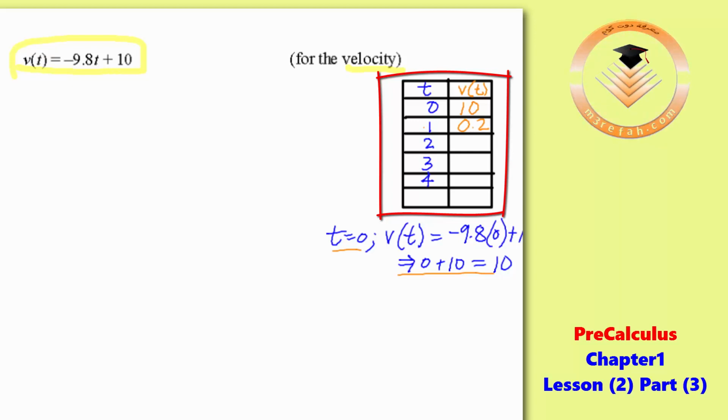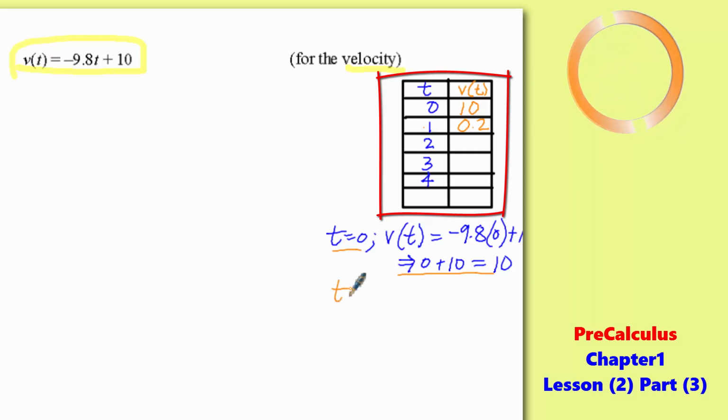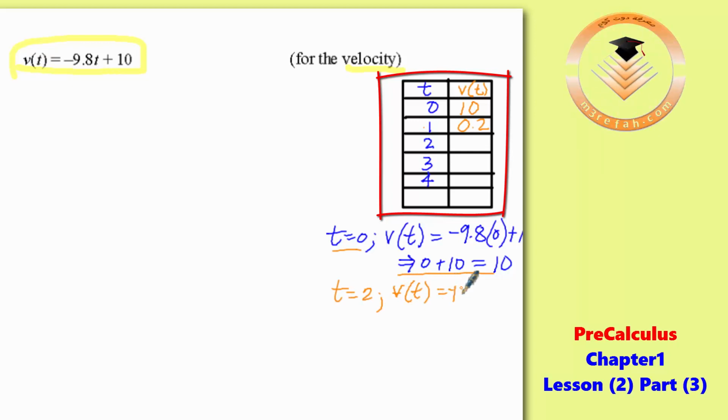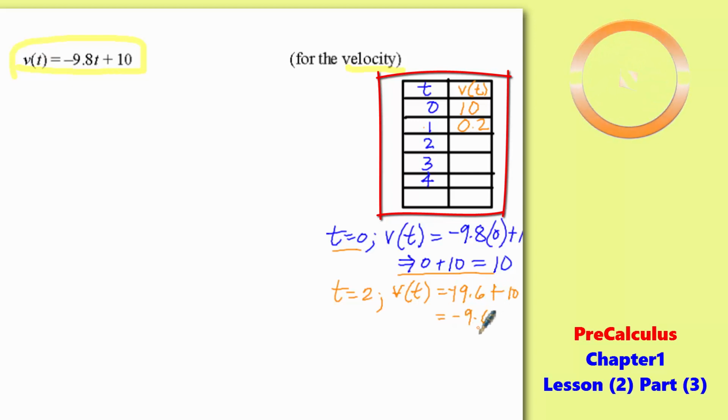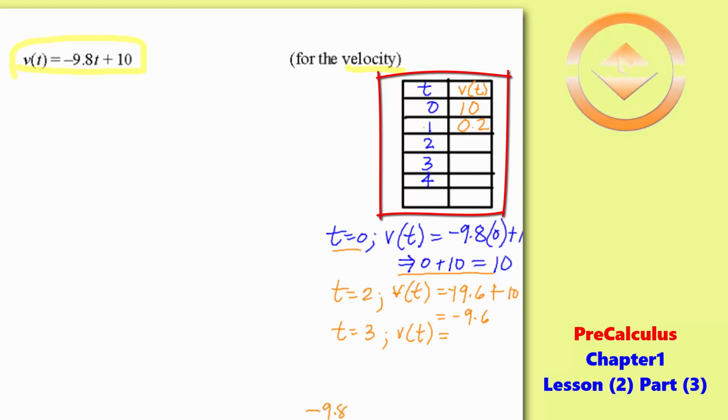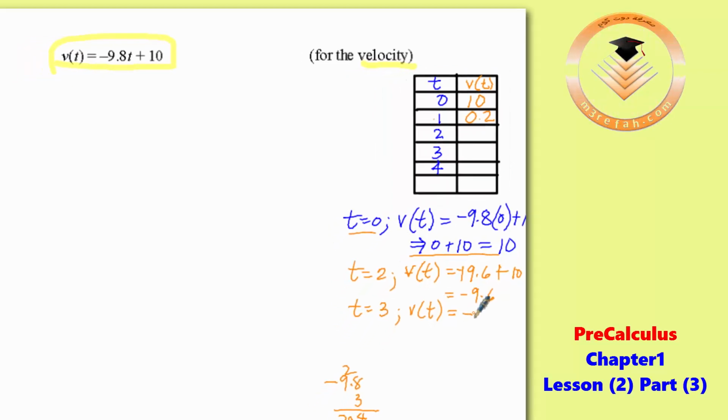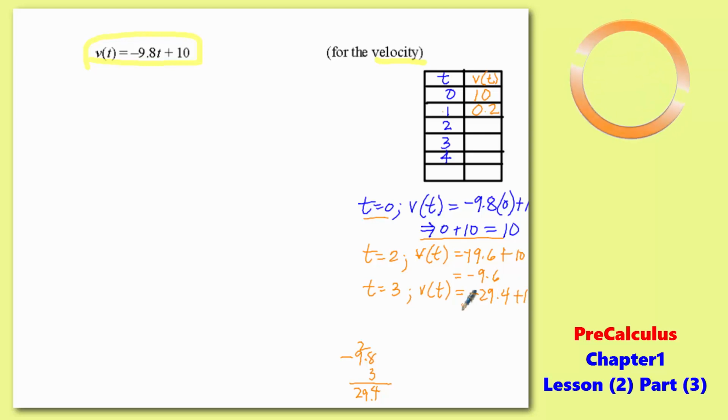Now t is 2, so v of t is negative 9.8 times 2 plus 10, which is negative 19.6 plus 10. So that would be negative 9.6. For t equal to 3, v of t would be negative 9.8 times 3, plus 10. Negative 9.8 times 3 is negative 29.4, plus 10. That would be negative 19.4.